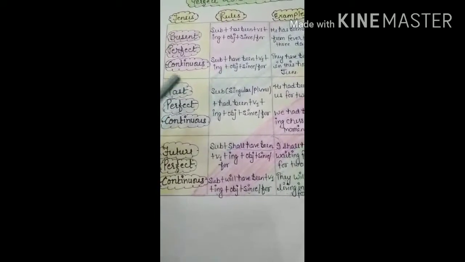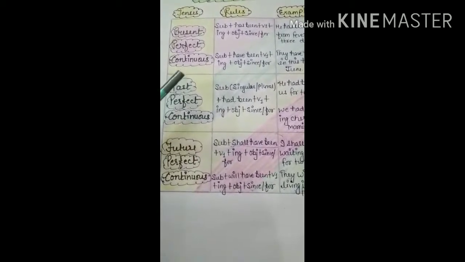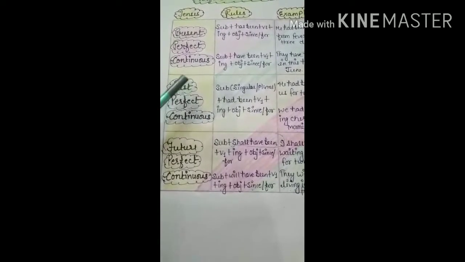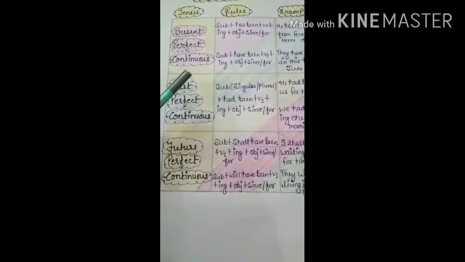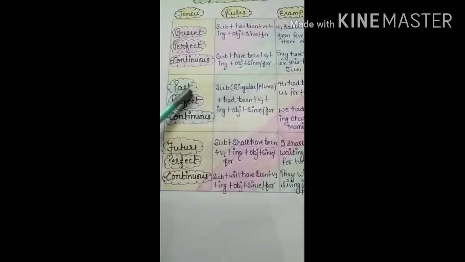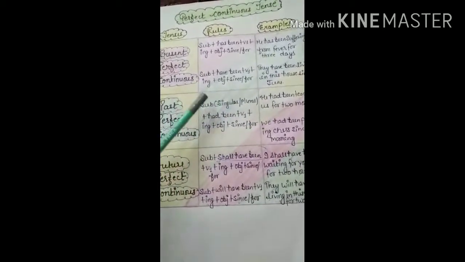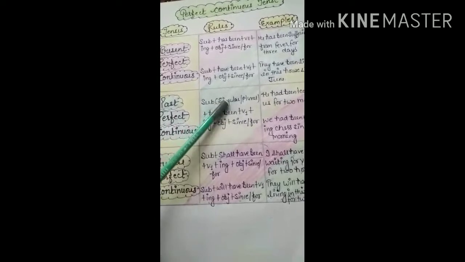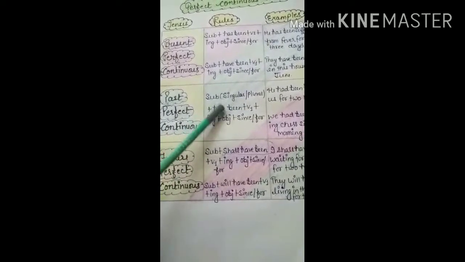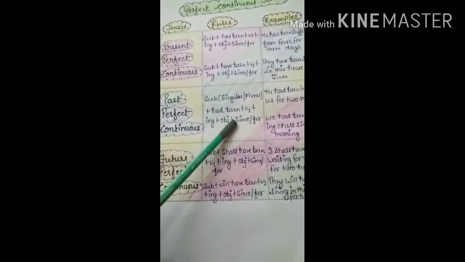Students, when the action starts in the past and continues for a certain period of time and it is over in the past. I will repeat. Here you can see the structure. First of all, subject. Students, whether the subject is singular or plural, we always use had been plus V1 plus ing plus object plus since or for.